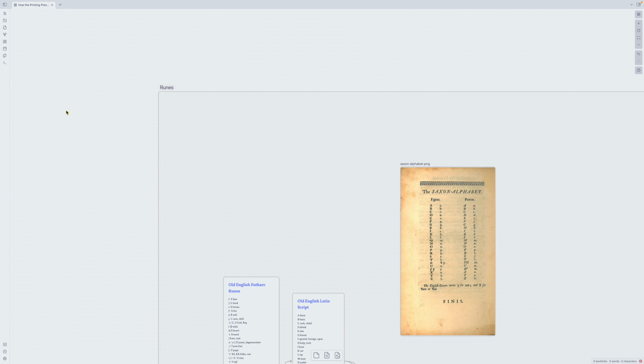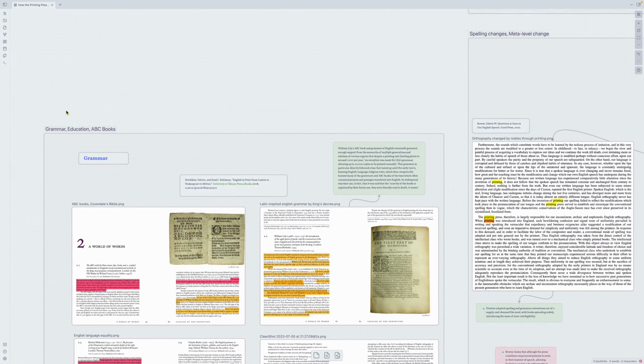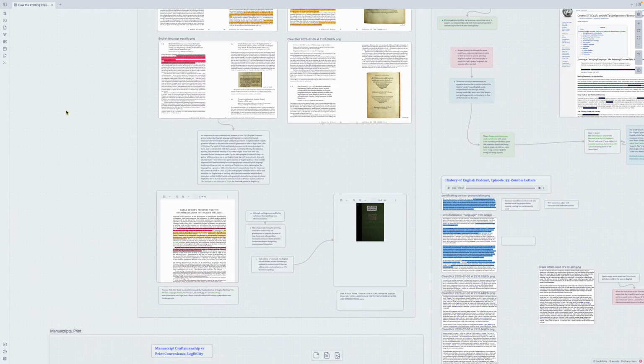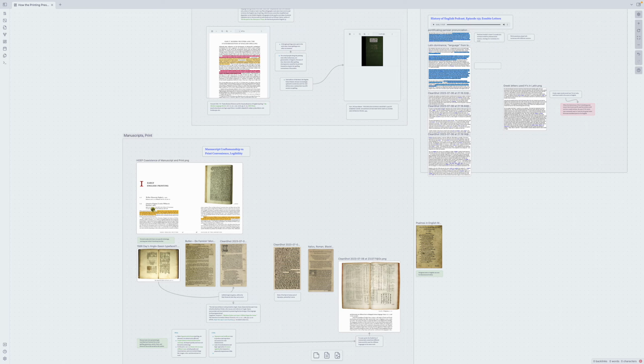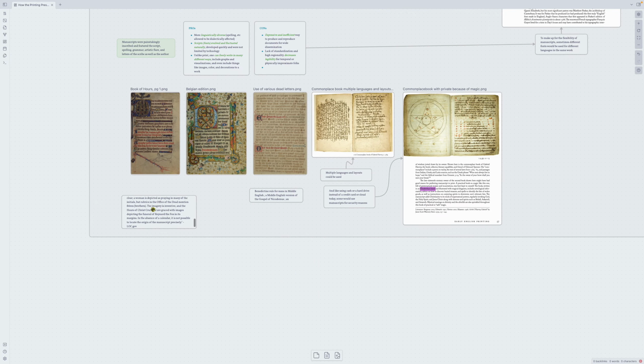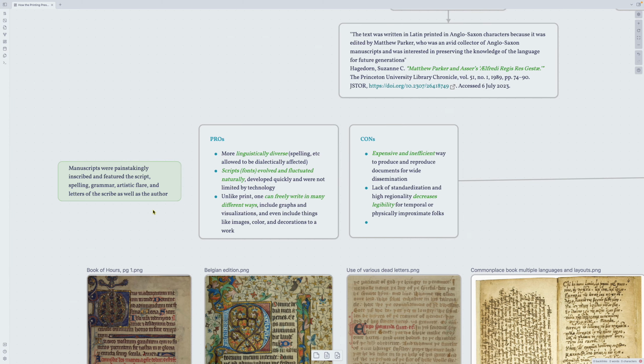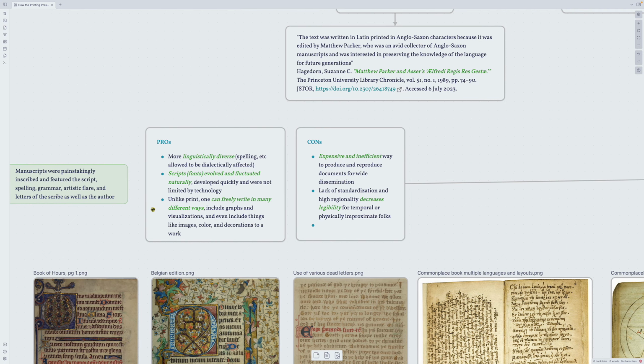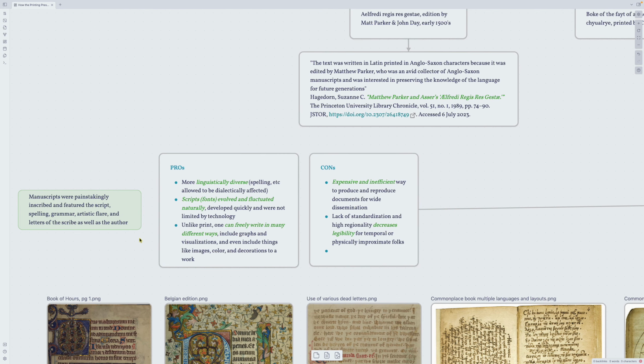So for us to start, I think I'll actually start at the difference between manuscripts and print. So if we go down here first, some of the pros and cons of manuscripts versus print.